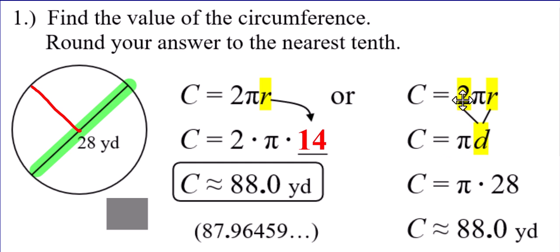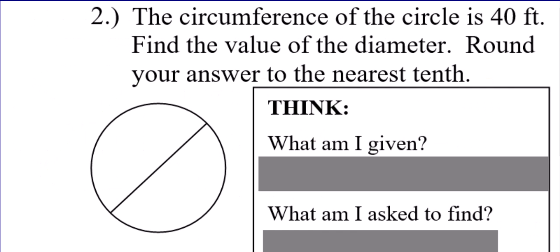How so? Because 2r means 2 radiuses, 2 times radius, which would give you the diameter. So even though this formula is not in your formula sheet, and no, you're not allowed to write it on your Pennsylvania formula sheet, it is a formula that does work for circumference. Instead of doing 2 times pi times radius, you can do pi times diameter. And here's the proof. You get the same answer. So with that in mind, problem number 2.